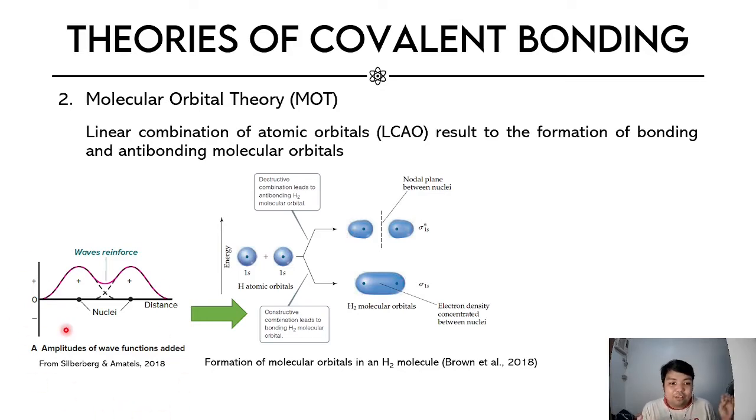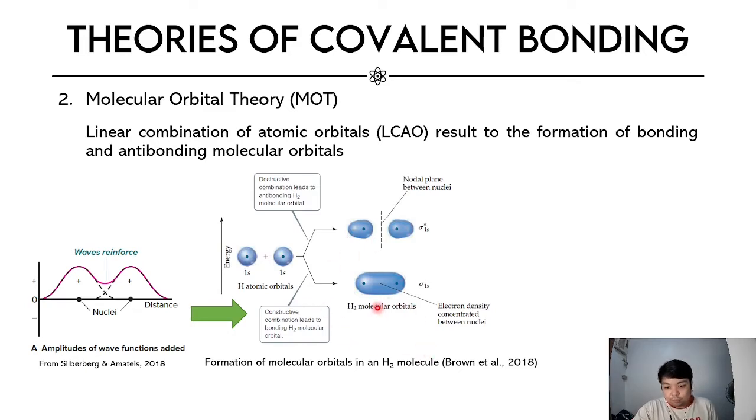Remember that waveforms have a property. It looks like a sine wave. And remember, I don't know if you had this in one of your physics classes, that when two waves add up with each other, they intensify, or they reinforce each other. So that's what happens in the constructive combination, and that constructive combination of atomic orbitals leads to the formation of the bonding orbital, okay? A low energy bonding orbital.